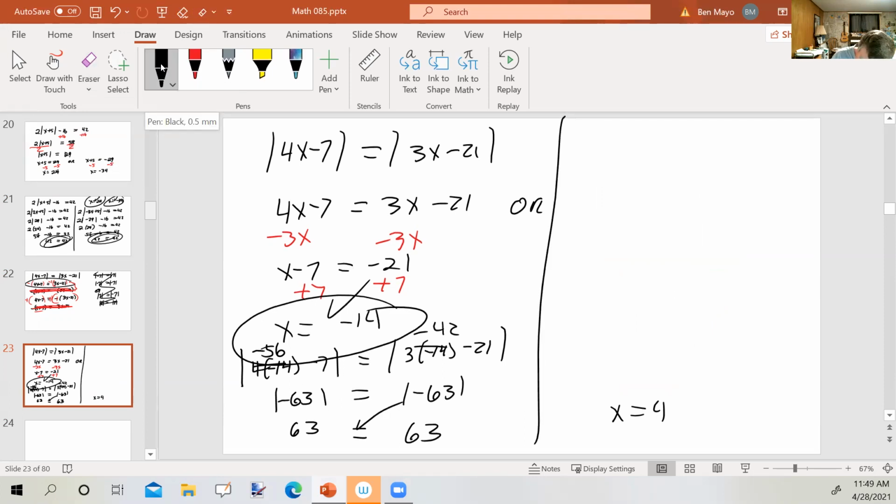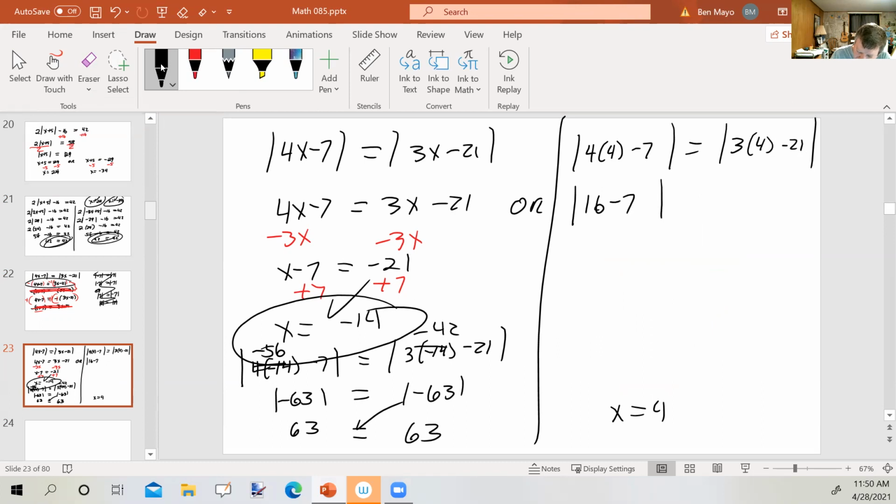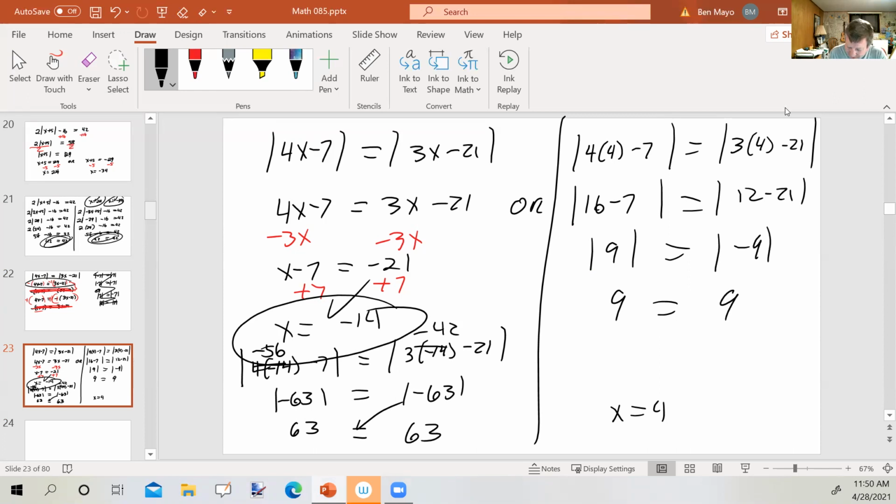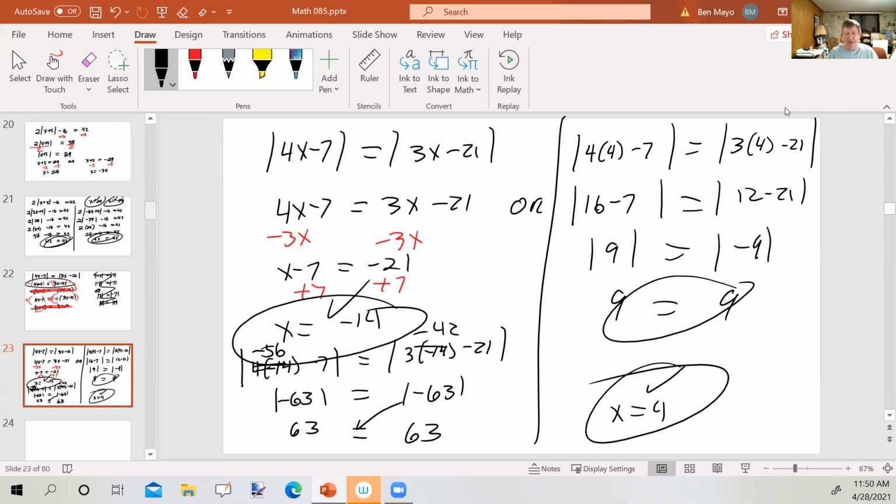If x is 4, the absolute value of 4 times 4 minus 7 equals the absolute value of 3 times 4 minus 21. 4 times 4 is 16. 16 minus 7 is 9. The absolute value of 9 is 9. 3 times 4 is 12. 12 minus 21 is -9, and the absolute value of -9 is 9, so it checks. So x is -14, x is 4.